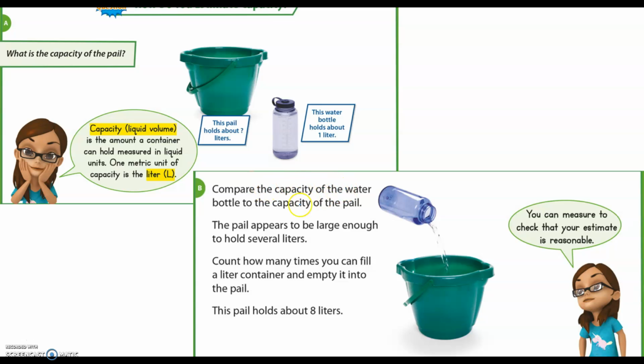Compare the capacity of the water bottle to the capacity of the pail. The pail appears to be large enough to hold several liters, which means we could pour this water bottle in there multiple times before it's full. Count how many times you can fill a liter container and empty it into the pail. So what we would do is we would fill up the water bottle and dump it in, 1, fill it up again, dump it in, 2, and so on.